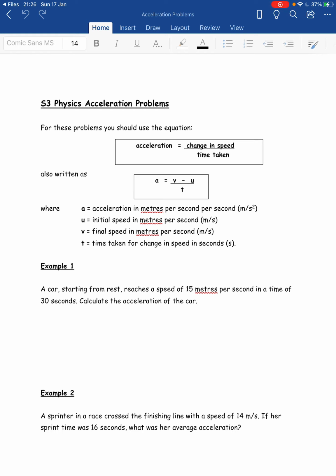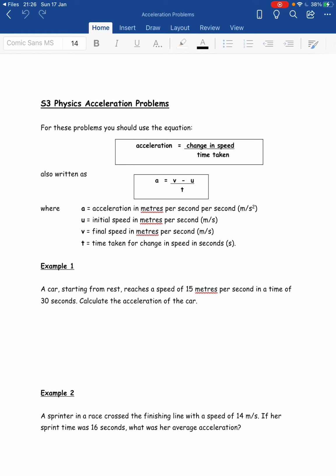So A is acceleration. U is the initial speed of the object, so what was the speed at the start, measured in meters per second. V is the final speed, telling us what's the speed at the end, also measured in meters per second. And T is the time that change in speed lasts for, measured in seconds.